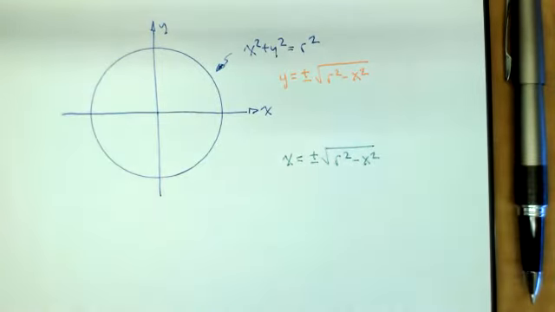I spelled y wrong. How many x's are in y? I think it's still 0.